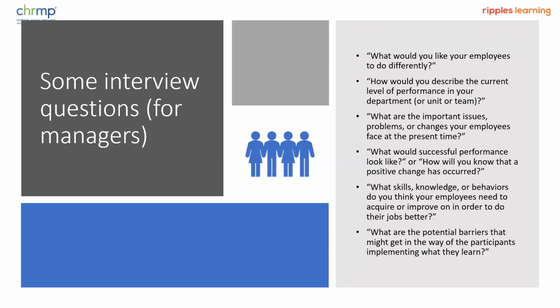So, what skills, knowledge, or behaviors do you think your employees need to acquire or improve on in order to do their jobs better? Another very, very important question that you can ask in an interview. So let's quickly review what we've done. So one of the ways of doing this is to do an RTCA. Sit down, look at the JD of the person or the competency indicators for the role, and then decide what kind of training they need.